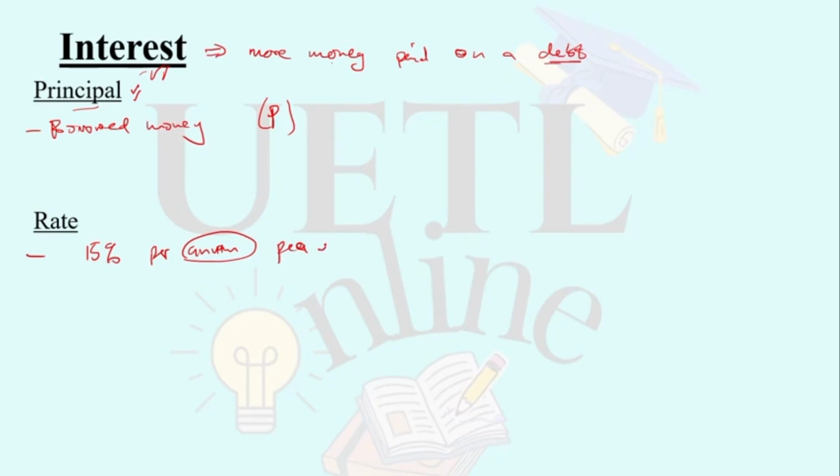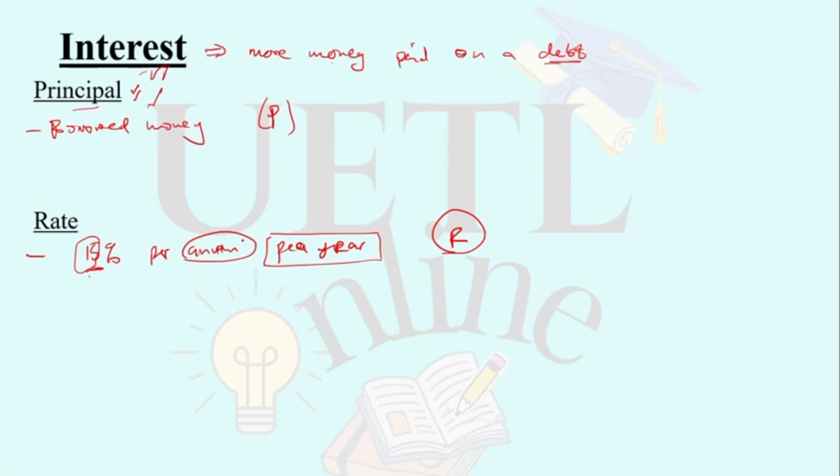Okay, so that means per year. They are going to give you a certain percentage. This is what we call the rate, represented by R. The first thing we learned is the principal, the money you borrowed, the first money we use. Then the rate, the percentage we are going to pay more. They usually express it as a percentage, per annum.